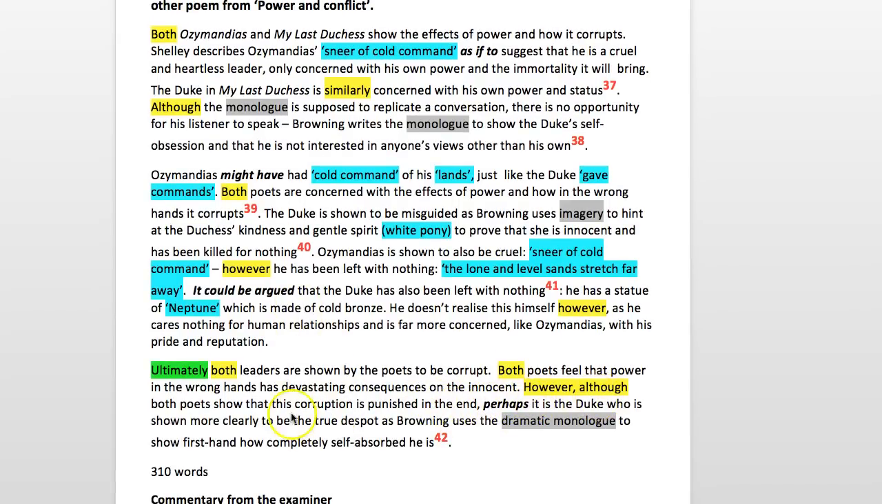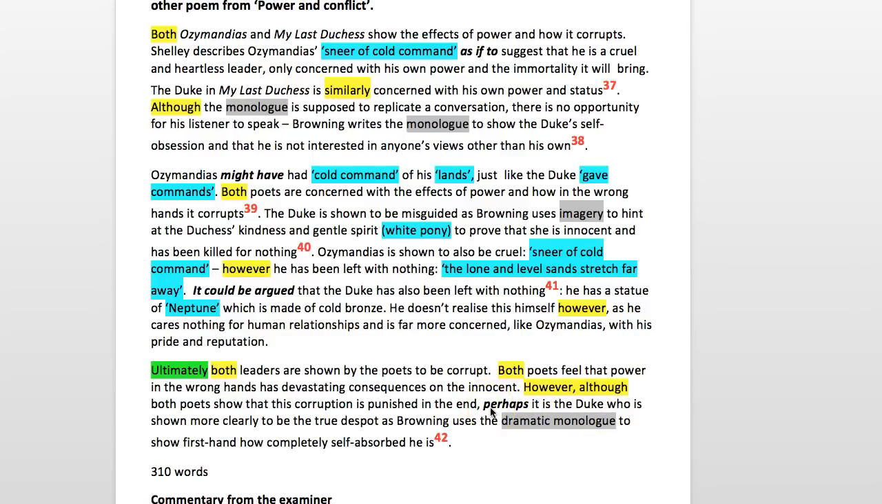So however, although both poets show that this corruption is punished in the end, perhaps it is the Duke who is shown more clearly to be the true despot, as Browning uses the dramatic monologue to show firsthand how completely self-absorbed he is. And that's also an unusual view because obviously the Duke is only a ruler of a very small kingdom compared to Ozymandias. And that's why this tentative language is used here.